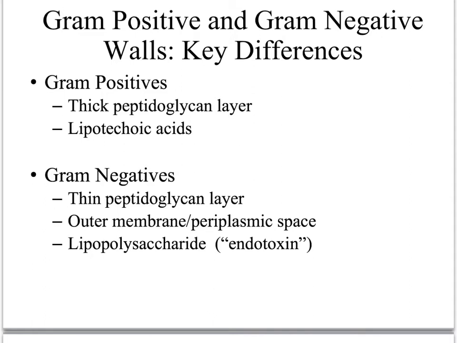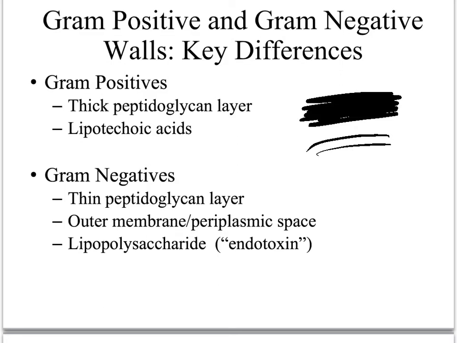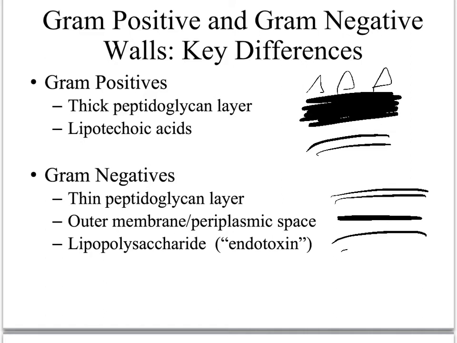Gram-positives have that big thick peptidoglycan layer, and I'll draw it for you for fun, here's their cell membrane, and they have lipoteichoic acids. I'm going to draw those as triangles. Gram-negatives have a really thin peptidoglycan layer. They have a membrane on top, a membrane underneath, and they have lipopolysaccharide. I'm going to draw that as circle modifications.